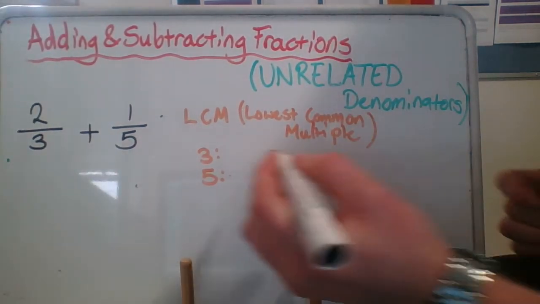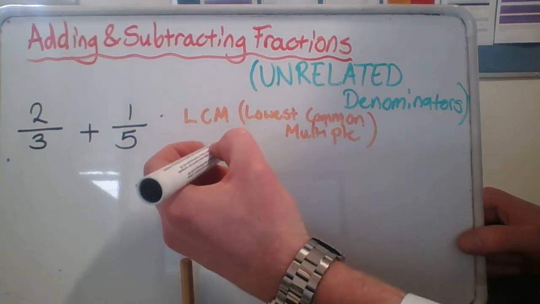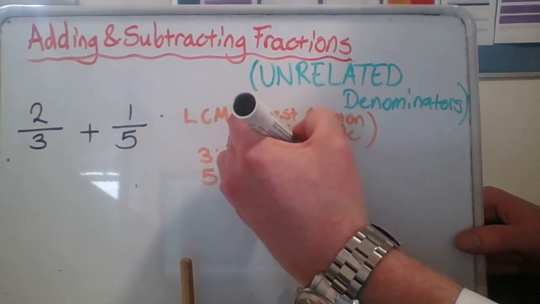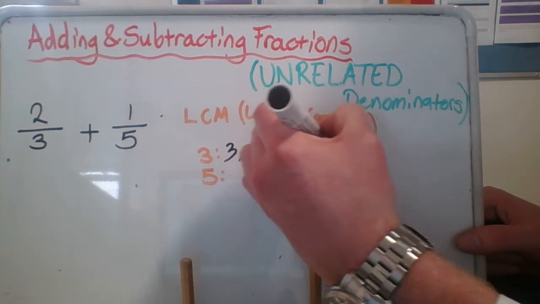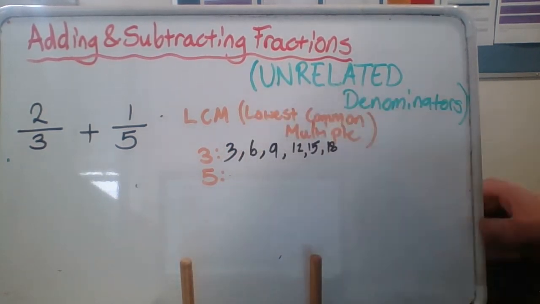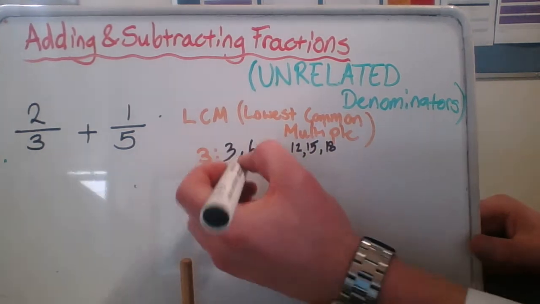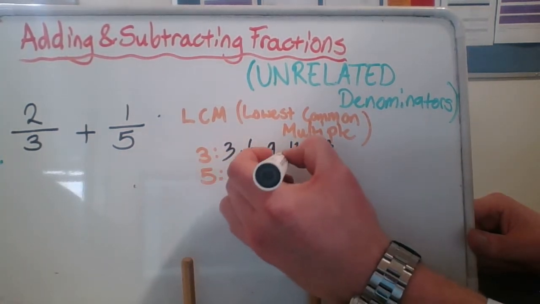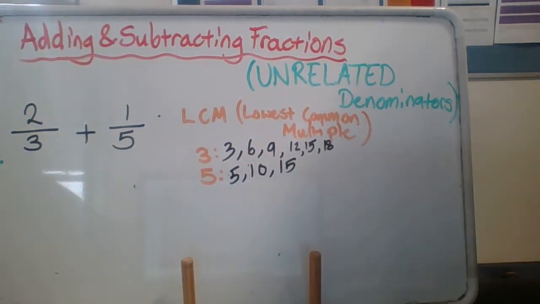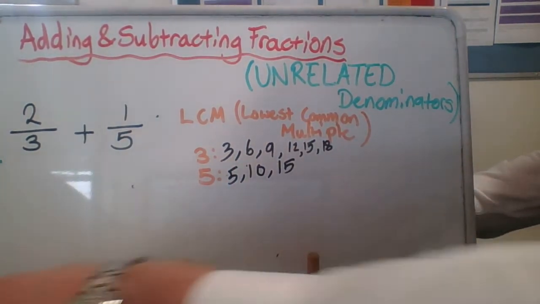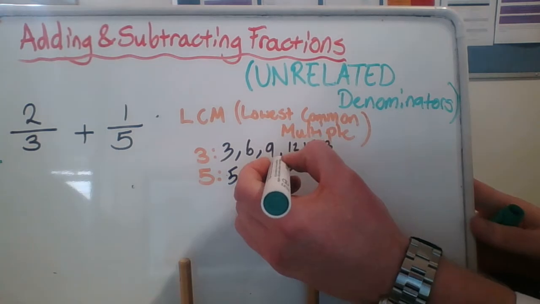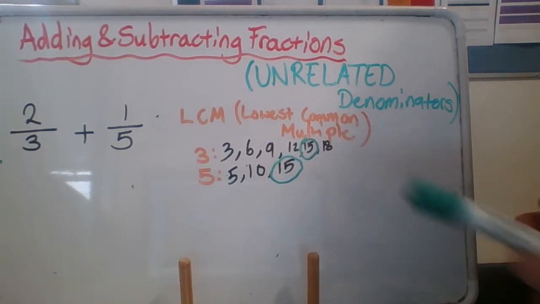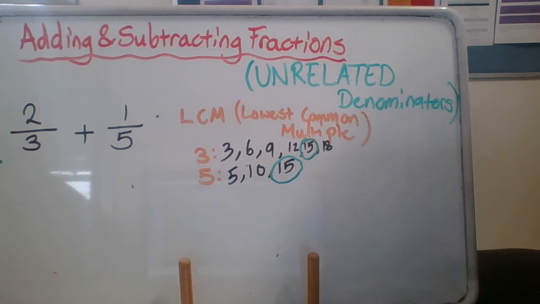So what I'm going to do to find that is list the multiples of 3, which would be 3, 6, 9, 12, 15, 18, and you can go as far as you feel the need to. For 5, I'm going to go 5, 10, 15, and I can stop there because now I can see there is a common multiple. I've got 15 here and 15 here, which means that my new denominator is going to be 15.